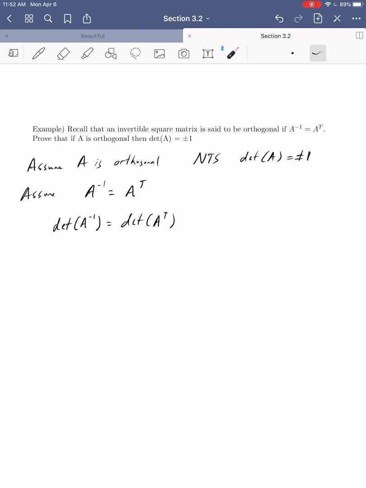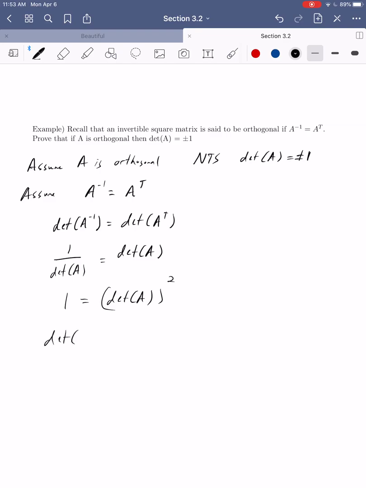Okay, what can we say about these? Well, we know some properties. We know this is 1 over the determinant of A. And we know this over here, the determinant of A transpose, is just the determinant of A. But then this is something we can solve, right? We can multiply this over onto the other side and get 1 equals the determinant of A squared. And of course that means the determinant of A is equal to plus or minus 1. And that's exactly what we wanted to prove.